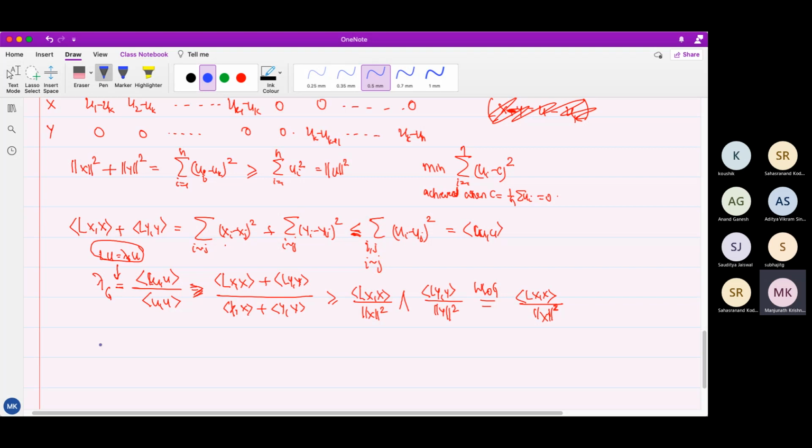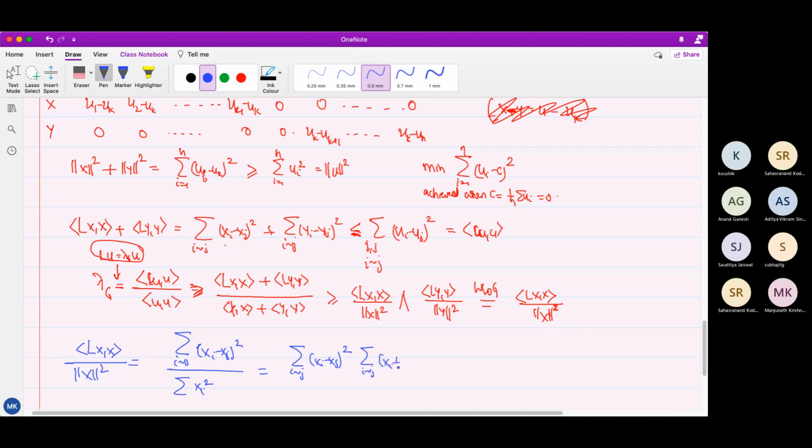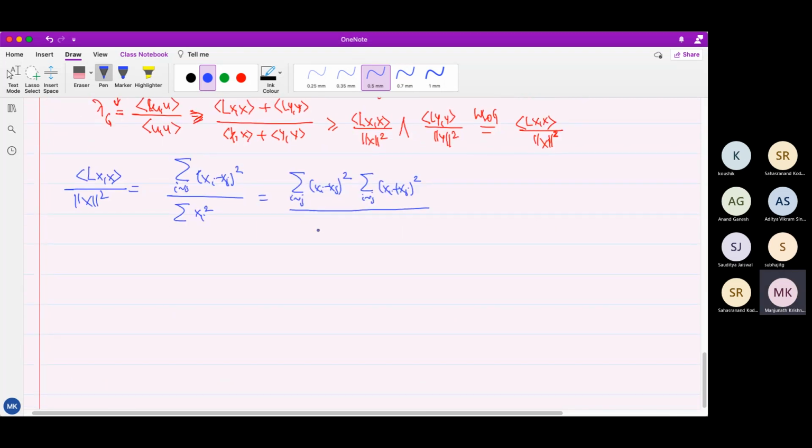So lambda g, so we get this. Now we want to analyze Lxx over norm x square, which you remember is the sum over i adjacent to j of xi minus xj squared. Now what we do is we just multiply and divide by the summation of xi plus xj squared. This is the tricky part which I don't know how to motivate. Somebody thought of this.